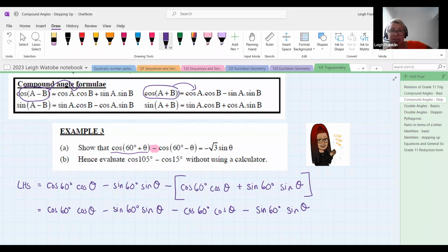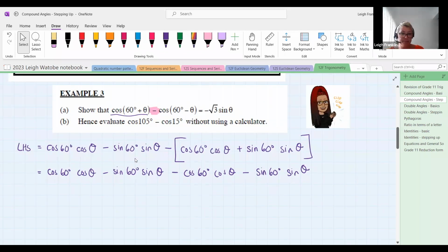I've changed my signs. Have a look carefully at this second line of working. Can somebody tell me what you think the next thing is that we need to do? What do you notice when you look at that second line?